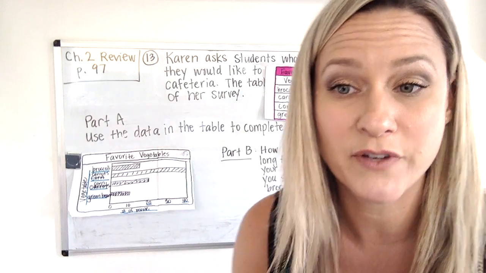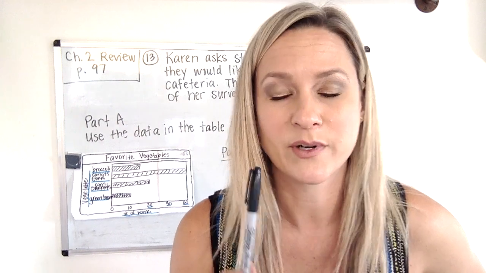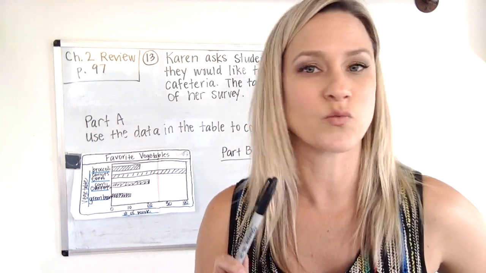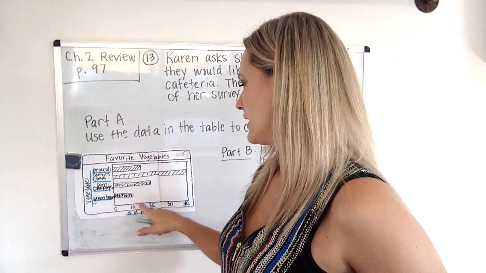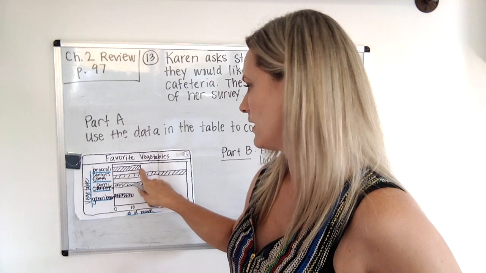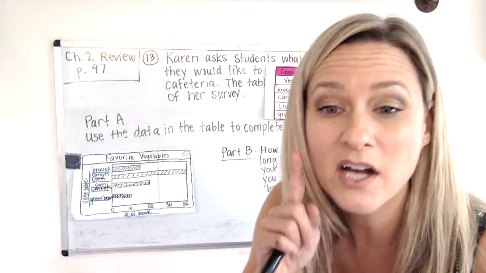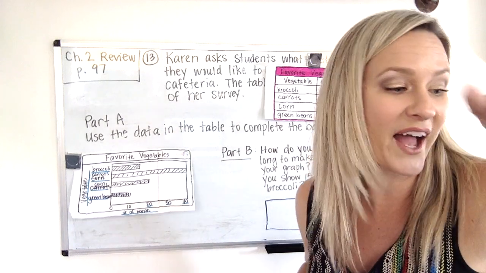How did you show 15 votes? Well, when we did that, remember we were talking about we know 15 falls right between 10 and 20. So 10 and 20 was there, so 15 would have been right in the middle. And that's how we did that. I'm not going to write all that. You have to write all that.